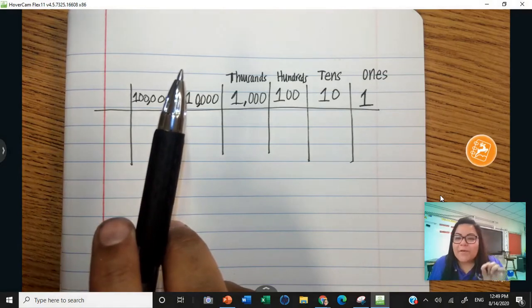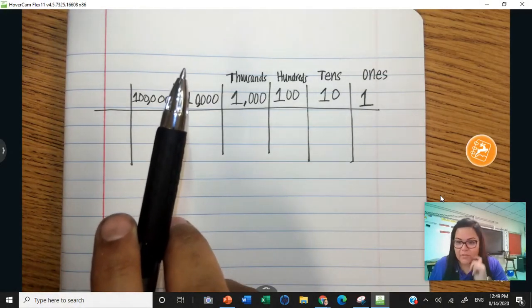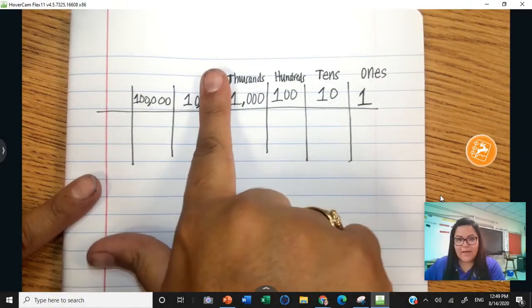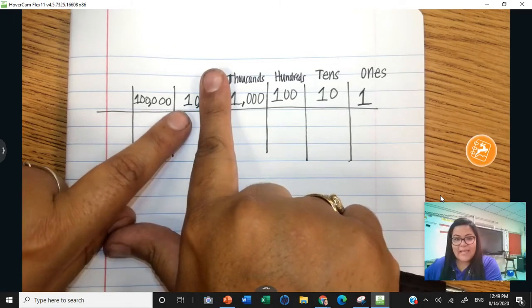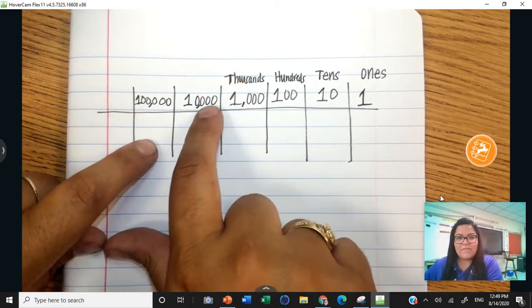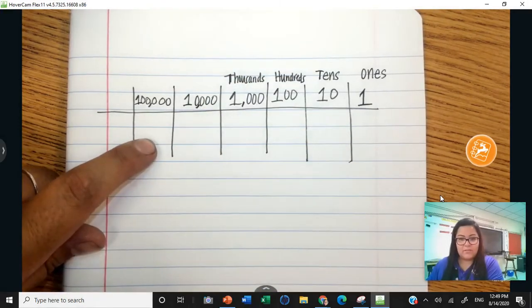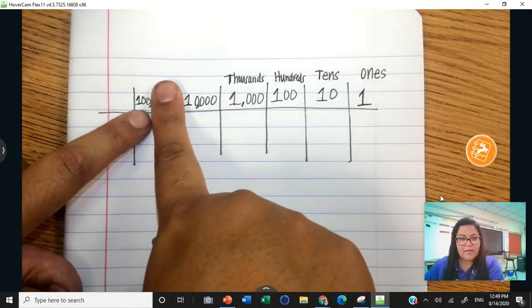We say the word thousand when we see the comma. So I'm going to give you an example. Here I can only see the 10, right? And then I see a comma. So that's 10,000. I don't have anything here, so all I see is 0. So therefore, that's 10,000.